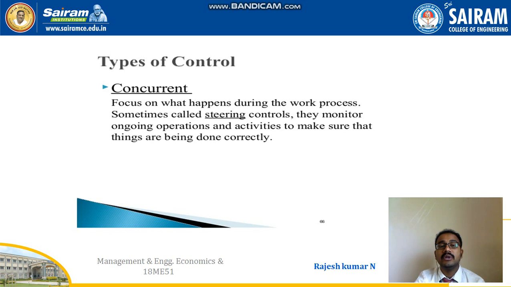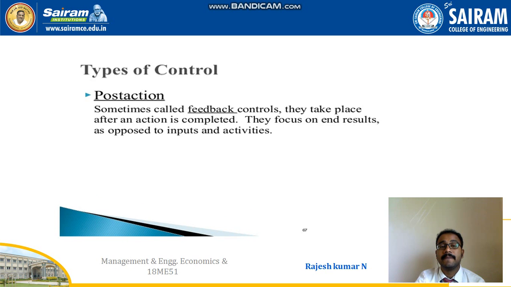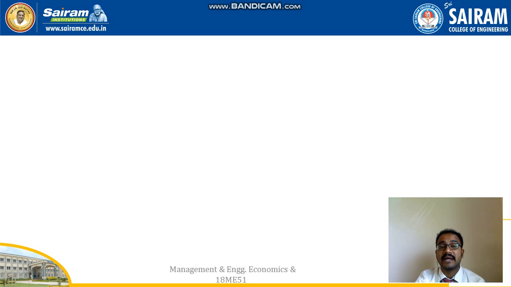The second type is the concurrent control. It focuses on what happens during the work process, sometimes called steering controls. They monitor ongoing operations and activities to make sure that things are being done correctly. The third one is the post action, sometimes called feedback controls. They take place after an action is completed. They focus on end results as opposed to inputs and activities.